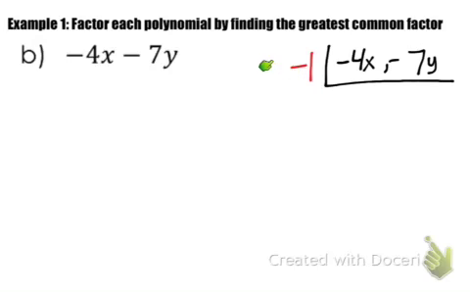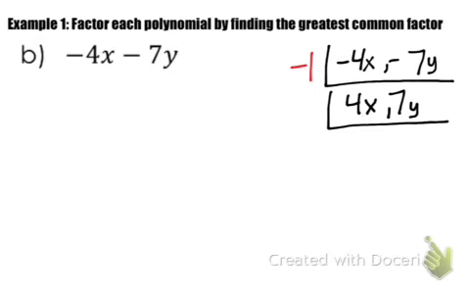Now, one little trick is that you want to look at the leading term, and if it's negative, you always want to factor out the negative 1. So even if the second term isn't negative, if the leading one is negative, then that would be part of your greatest common factor. So when I factor out that negative 1 from both terms, I'm left with a positive 4x and a positive 7y.